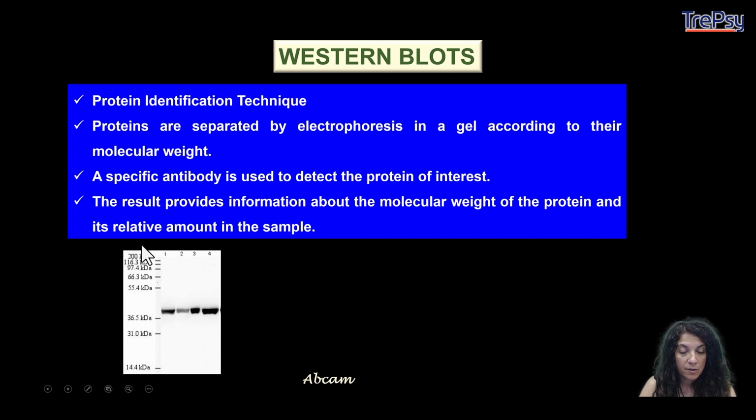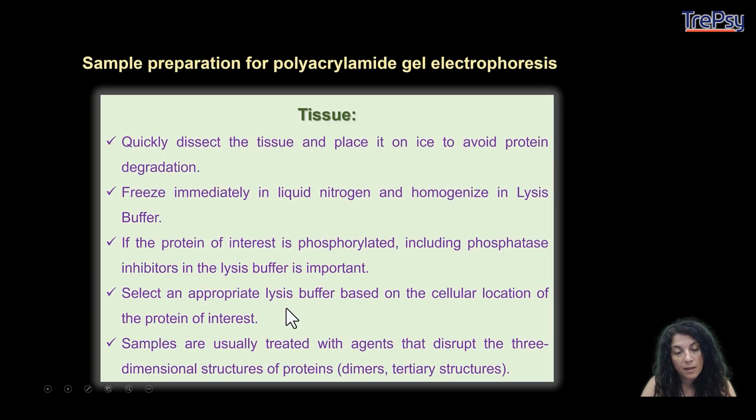You can look something like this, and you have the lane with the different proteins with different molecular weights, and you can see your protein of interest. How should I prepare my sample?